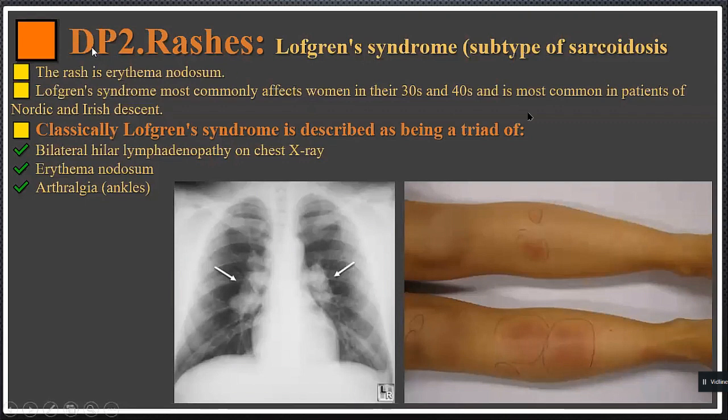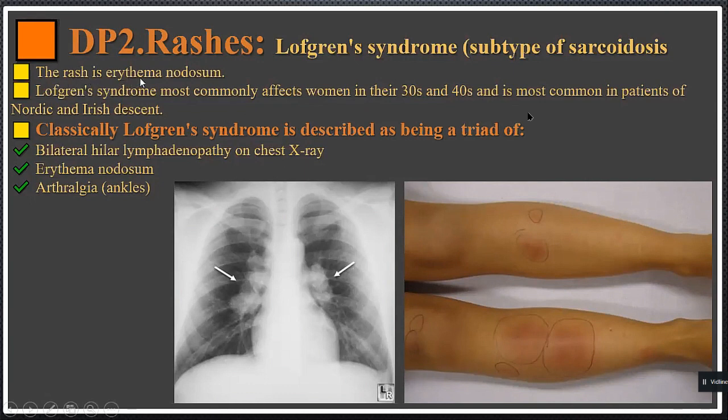Here, regarding rashes, dermatological presentation number 2. You have to be familiar with Lofgren syndrome. It can be a question in the exam. They can give you whatever, erythema nodosum or bilateral hilar lymphadenopathy, as you see here in the X-ray. And also it can be both. They can give you both images, and it can be in the scenario. They can mention in the scenario the patient has bilateral hilar lymphadenopathy on chest X-ray, and they will not give you the X-ray. This is how to study.